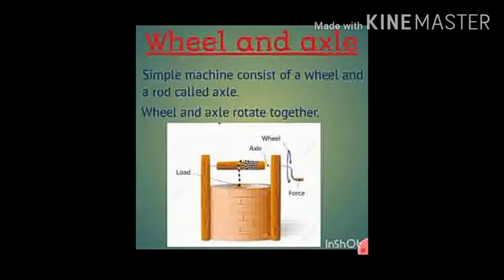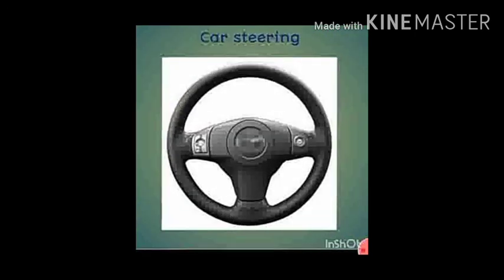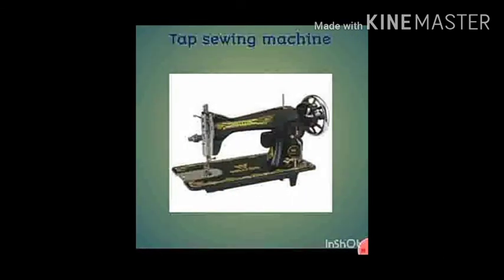Next thing is wheel and axle. It is a simple machine consisting of a wheel and a rod called axle. Wheel and axle rotate together. We can even take the same example we have taken for pulley, that is taking up the water. Next are screwdriver, car steering, tap and sewing machine. These are all the examples.